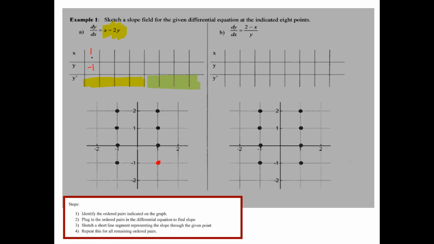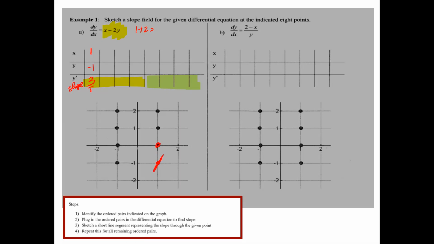Now with this, what you're going to do is simply plug in the x and the y into this equation. So you have just 1 minus 2 times negative 1, so a plus 2, which is going to be 3. So what that means is this is your slope. So at this point here, it is going to be a slope of 3 over 1. So it's going to be like up 3 over 1. And if you can draw it, it's kind of a steep slope looking like that.